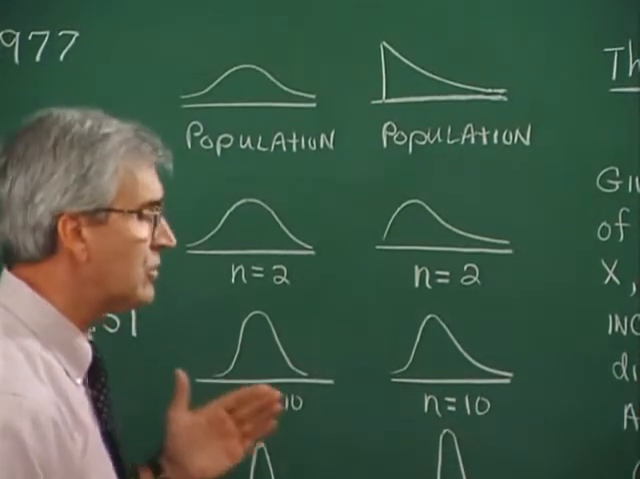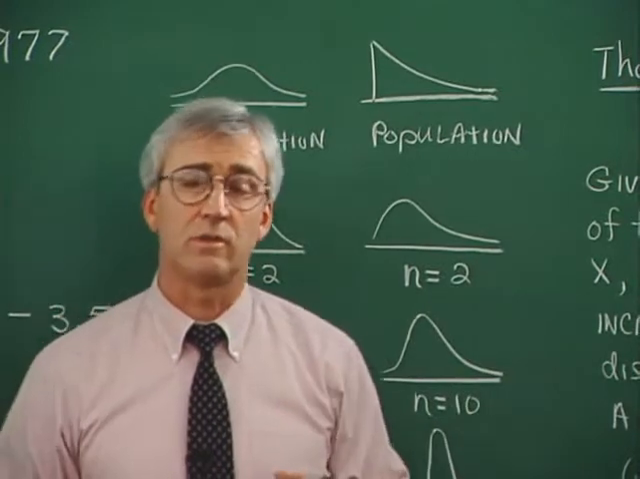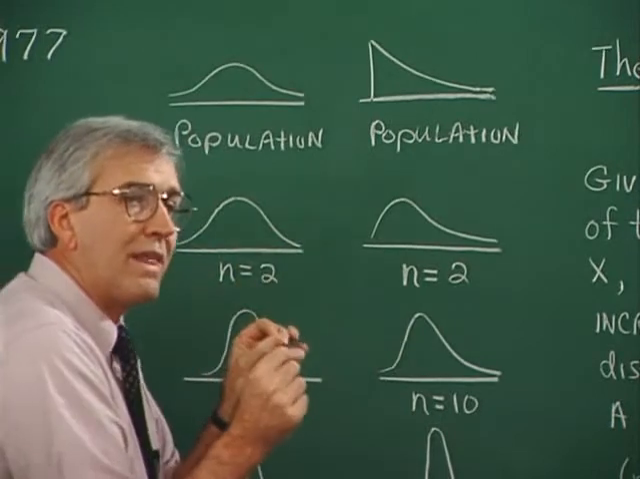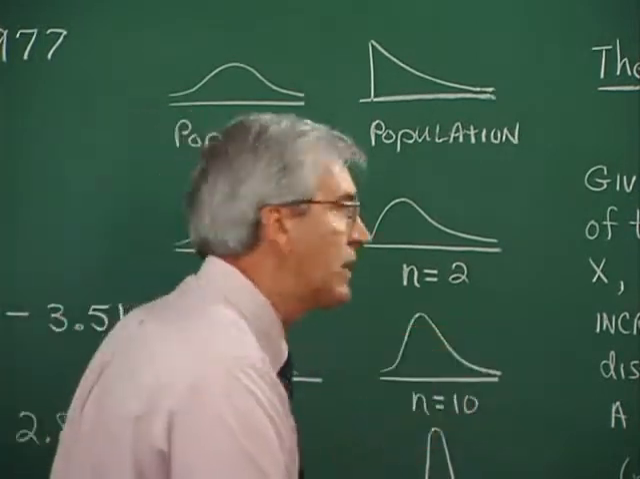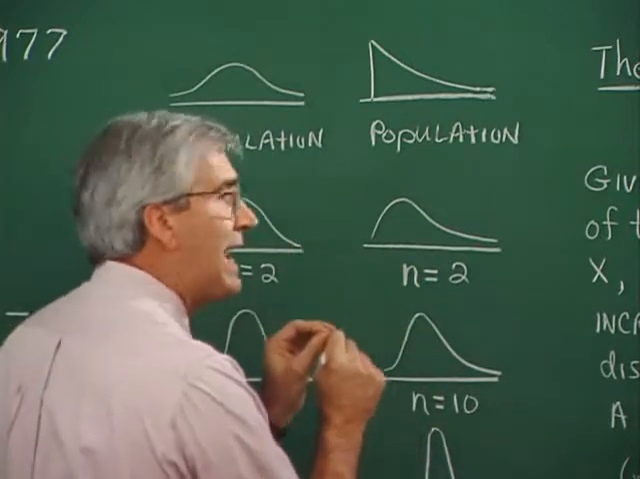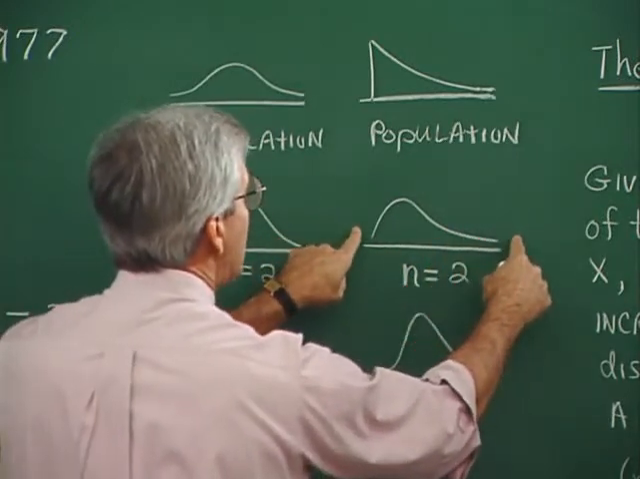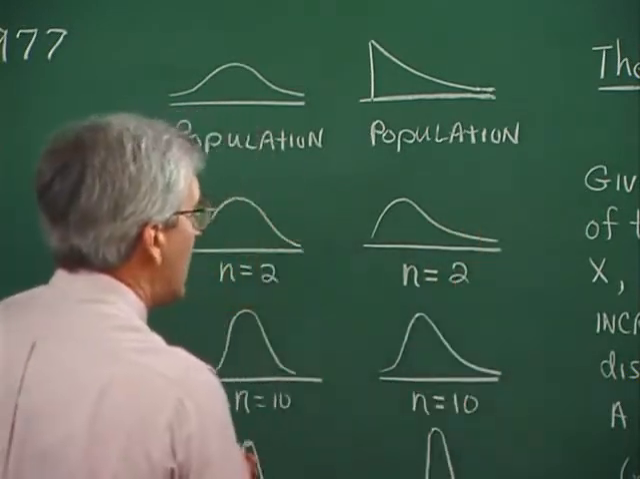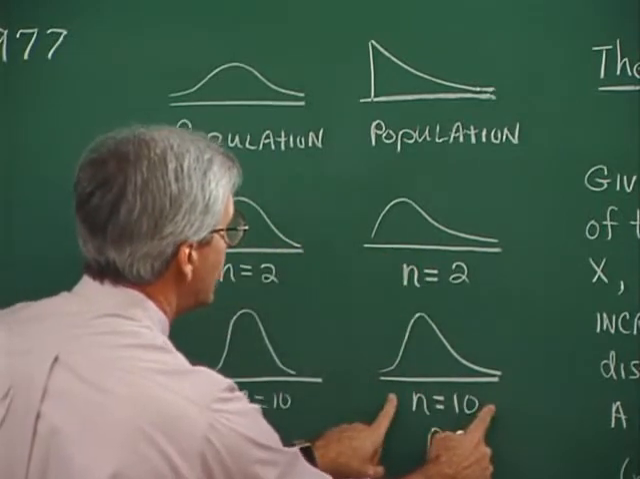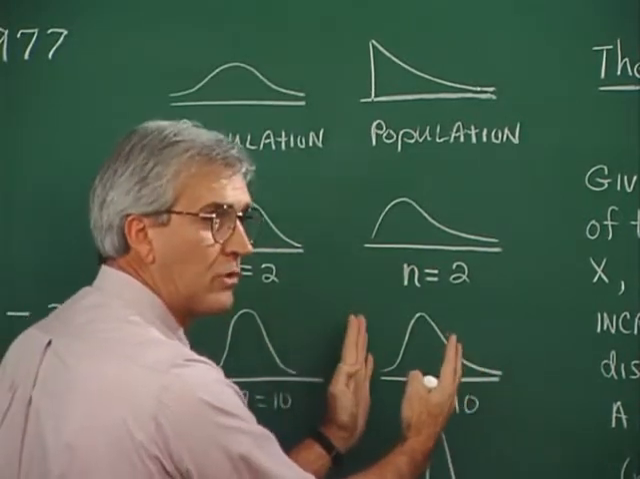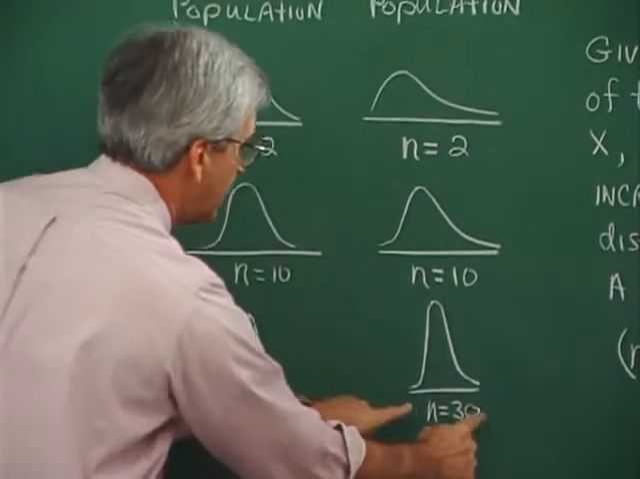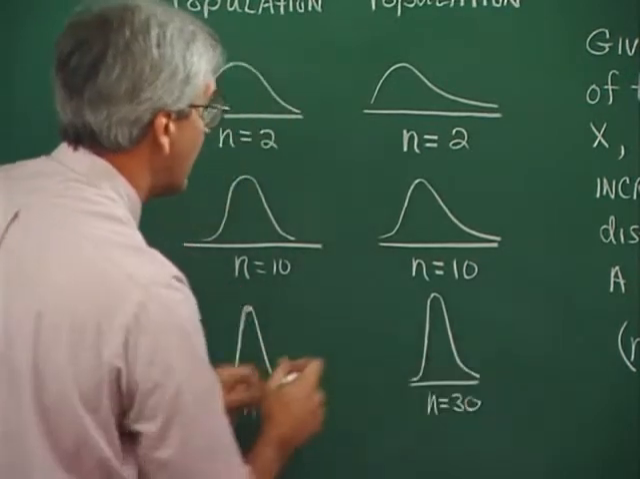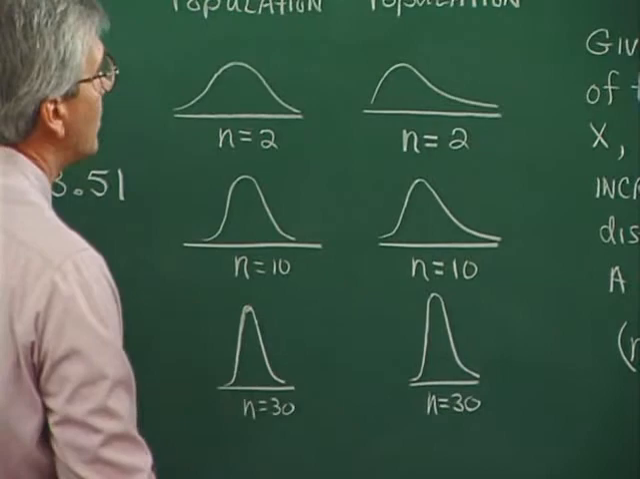Well, here's what happens if the population distribution is not normal. Suppose it's highly skewed, like this population distribution. Then what happens with the distribution of sample means? Well, if the sample size is 2, then the distribution of sample means might look like this. You see, it's also skewed. When we increase the sample size to 10, notice it's beginning to take a more normal shape. And by the time the sample size gets up to 30, the x bar distribution turns out to be relatively normal, or normal.